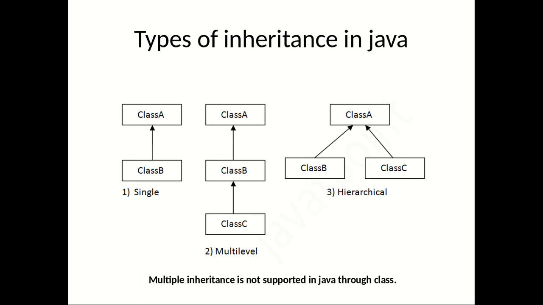Then hierarchical inheritance. If more than one class is derived from a single base class, that kind of inheritance is known as hierarchical inheritance. So single inheritance, multi-level inheritance, then hierarchical inheritance. These are the three types of inheritance. Multiple inheritance is not supported through classes. It has another mechanism, which we will discuss later. Now we will go to some simple examples to demonstrate these inheritances.